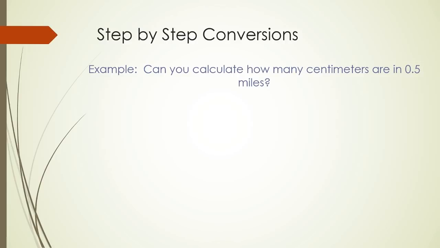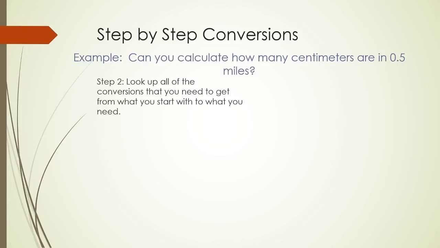So let's walk through a problem here. We're going to try to convert half a mile into centimeters. And the first step you're going to do is you're going to write down the unit that you're given on the left-hand side. So in this case, I was given half a mile. I'm trying to turn that half a mile into centimeters.